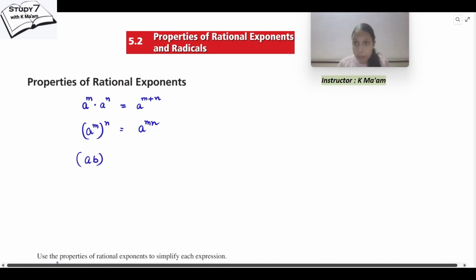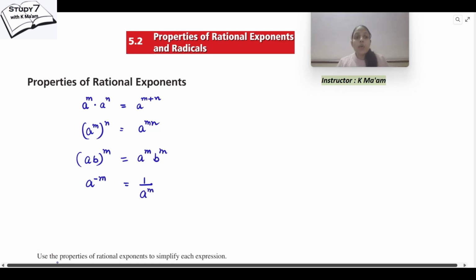Next is the power of a product. When you have two numbers or two terms like a and b, to the power m, I can separate the power: a power m into b power m. Negative exponent: if you have something to a negative power, this can be written as 1 over that term to the power in positive form, because we shift it.